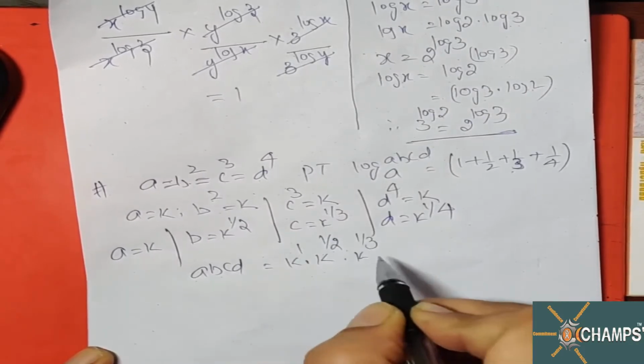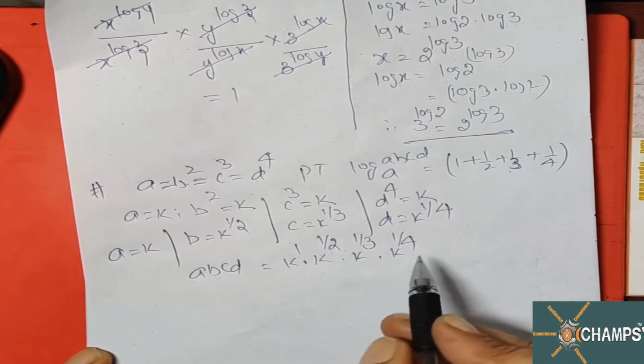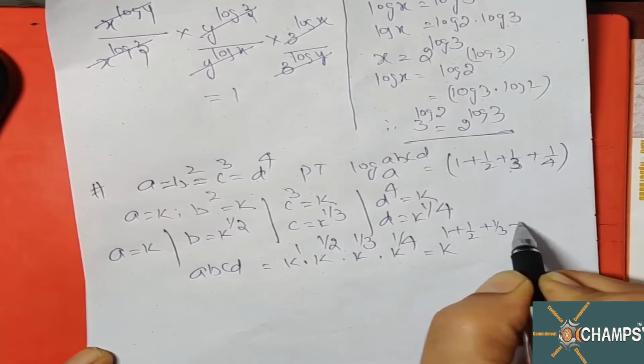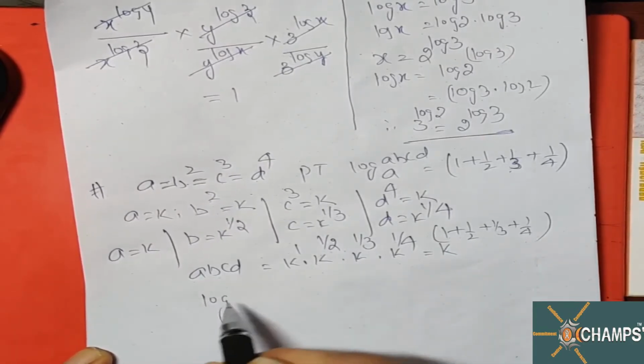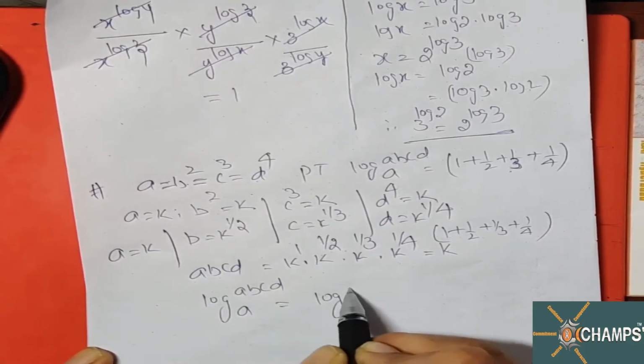A is equal to K. Now ABCD is equal to K power 1, K power 1 by 2, K power 1 by 3, K power 1 by 4. Bases are equal and multiplication sign, so powers can be added.